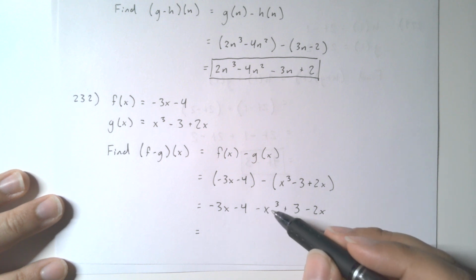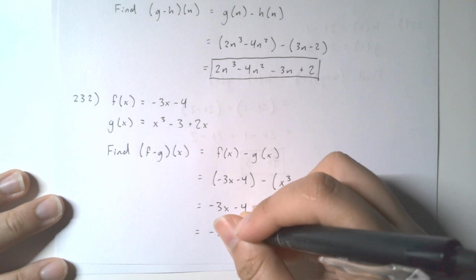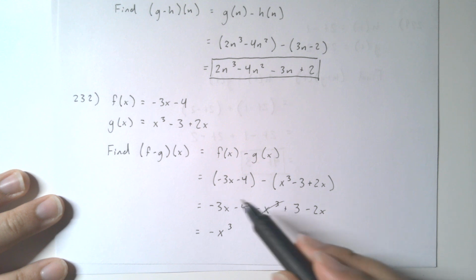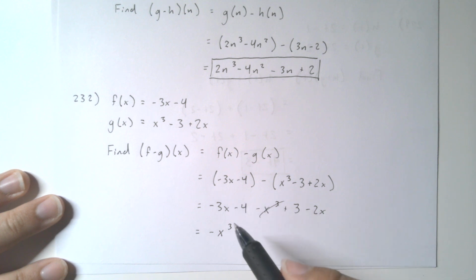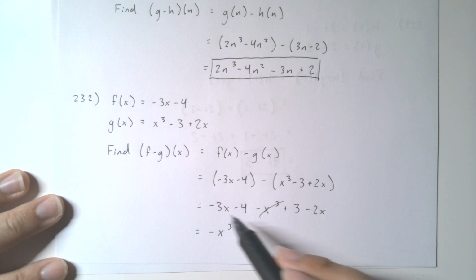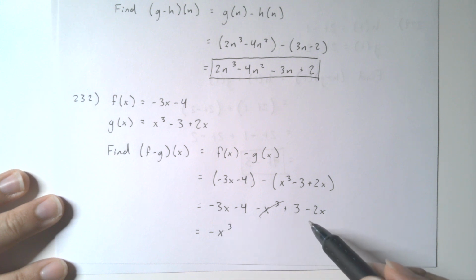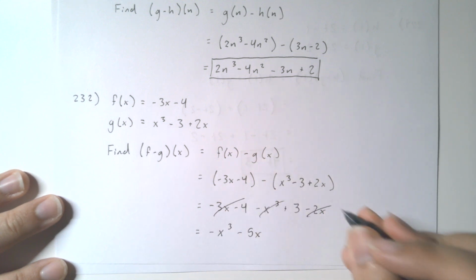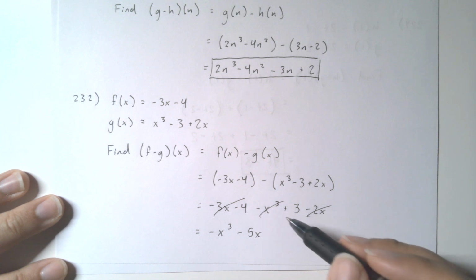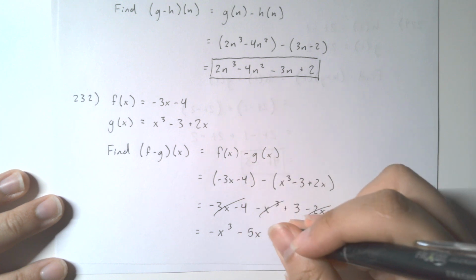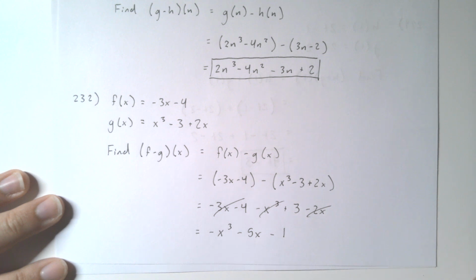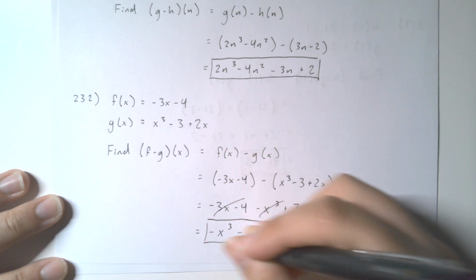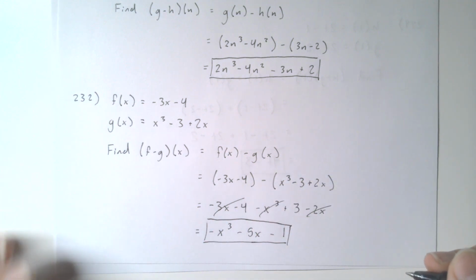So we have an x cubed term. So we'll write that one first. Minus x cubed. I'll cross it off. And then we don't have any x squared terms, so we'll go on to x. We have negative 3x minus 2x. And that's just going to be minus 5x. Cross those out. And then we have negative 4 plus 3. And that's going to be minus 1. So we've combined all of our like terms, and there's nothing else to do with that. So this is our final answer.